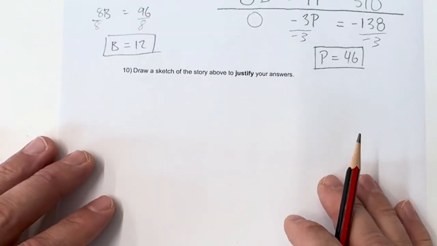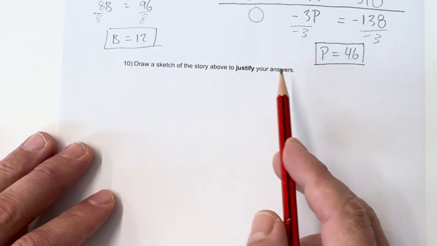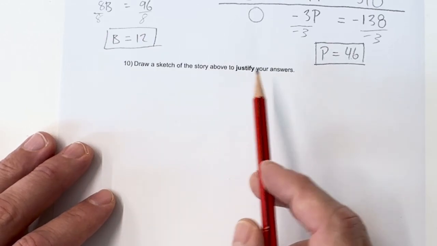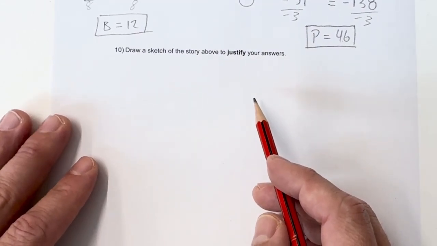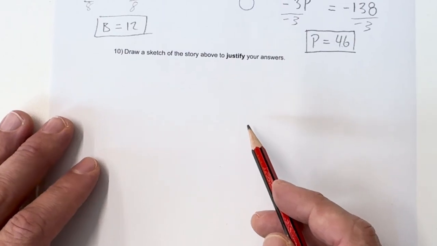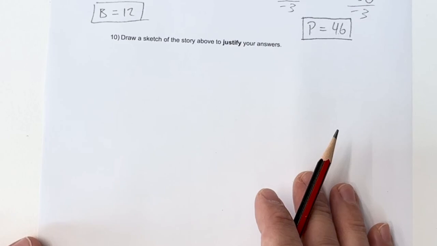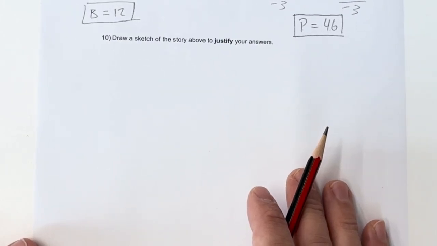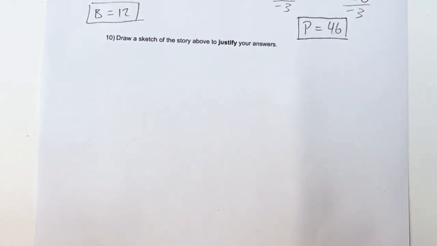So now it says here, to draw a sketch of the story to justify your answers, okay? So what I want, and I should have clarified these instructions, what I actually want you guys to do is to make a graph, a quick sketch of a graph to justify these answers, all right? I'm going to talk about this, and it might take a little bit doing. I might fast forward to the drawing part, but it'll make sense in a second.